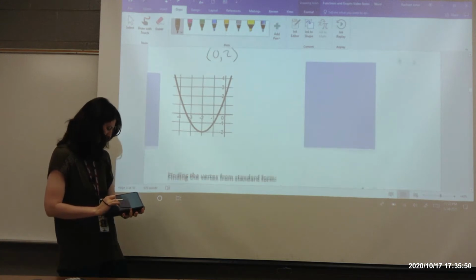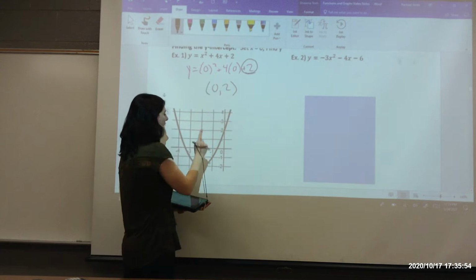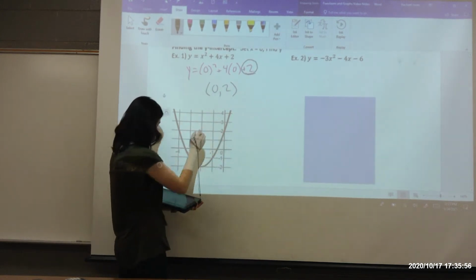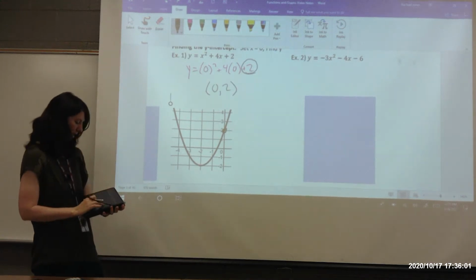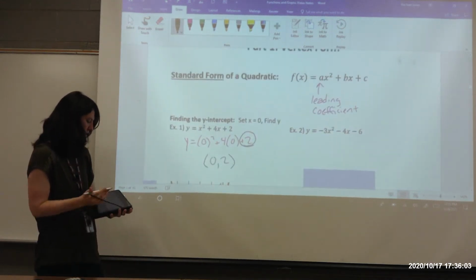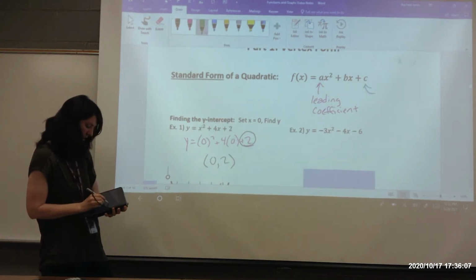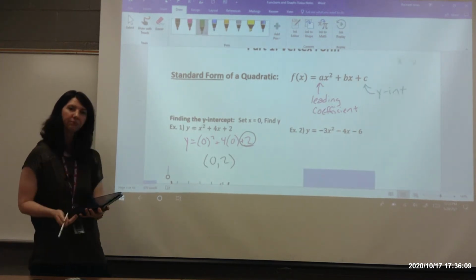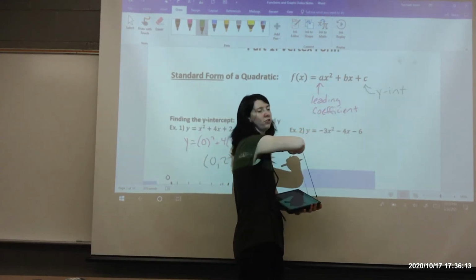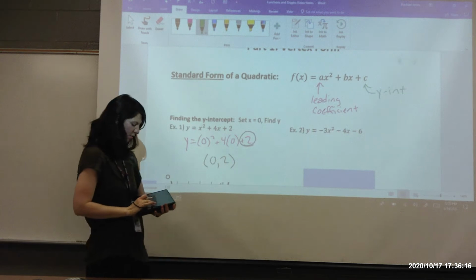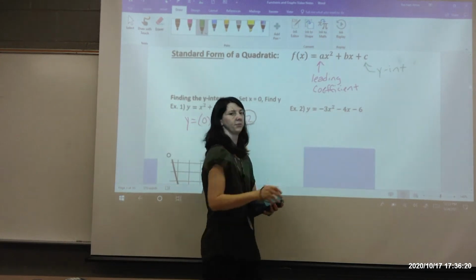Okay? So we got (0, 2) from the equation by plugging in 0 for x. And you can look here. Our y-intercept is at 2. Okay? So when we're looking in standard form, when we see that c, we can actually say that is our y-intercept. If I plug in 0, this term's going to cancel, this term's going to cancel, you're left with just c, your y-intercept. So see if you can look at example 2 here and tell me what the y-intercept is.